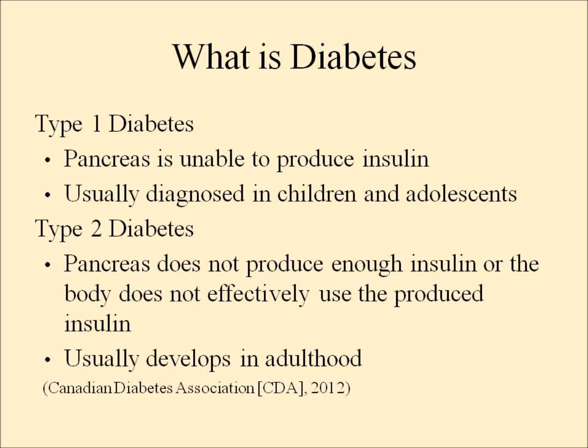There are three main types of diabetes. First is type 1, which is 10% of diabetics, where their pancreas does not produce enough insulin. Next is type 2, which is around 90% of diabetics, which develops in adulthood, and the pancreas does not produce enough insulin, or the body does not effectively use that insulin.